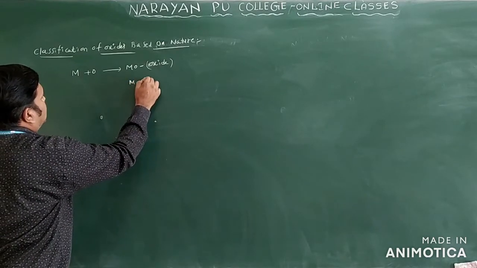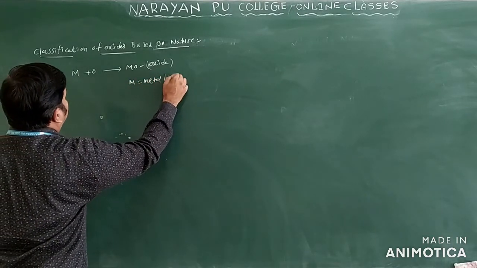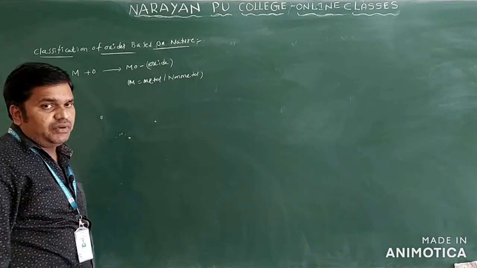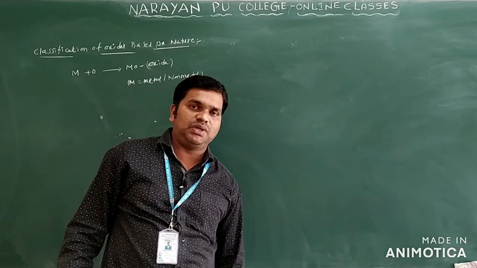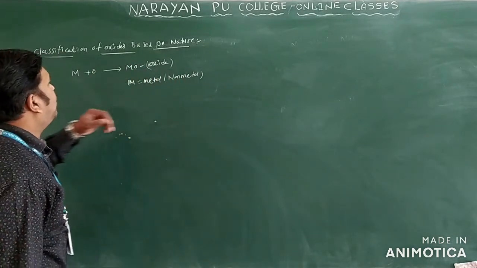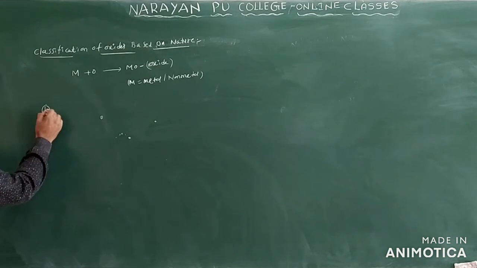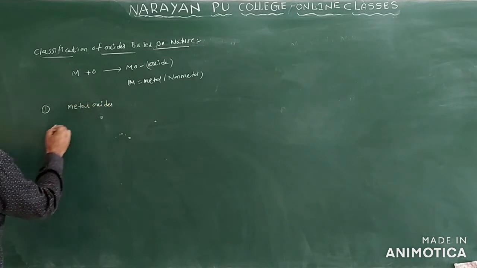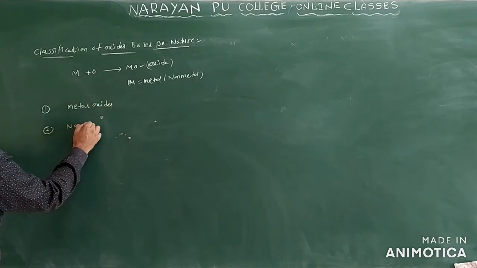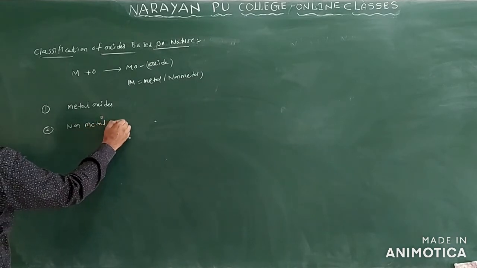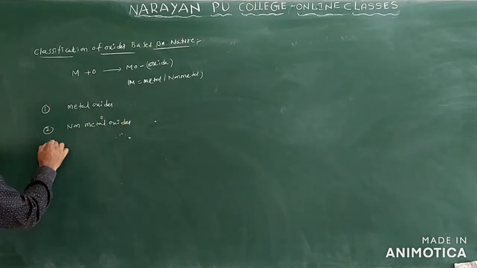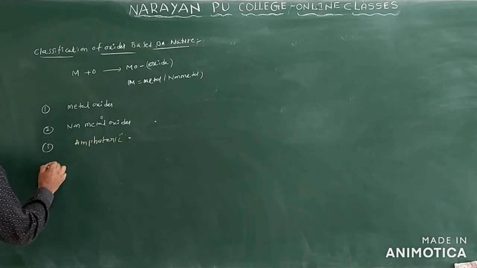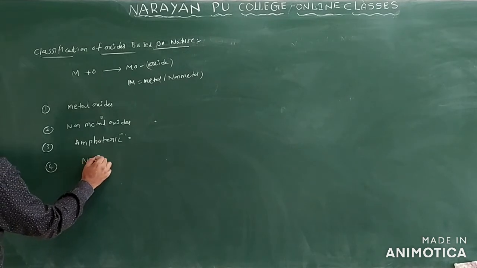If M is a metal, we call it a metal oxide. If M is a non-metal, it is called a non-metal oxide only. So based on the nature, oxides are classified into 4 types: one is metal oxides, one is non-metal oxides, one is amphoteric oxides, and one is neutral oxides.